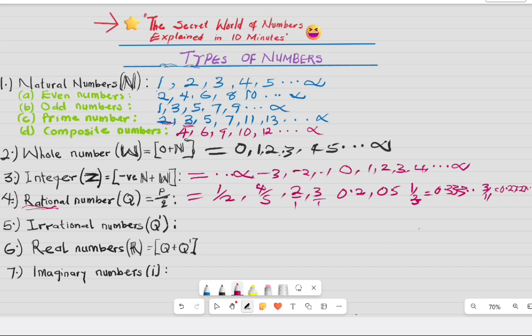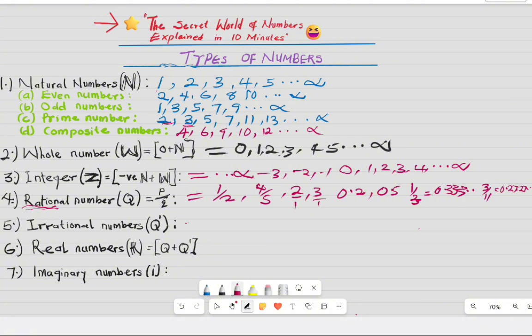Then we move to the next one, which is irrational numbers. Irrational numbers are denoted by Q prime. Q prime means that whatever is not a rational number is included in irrational numbers. So they are just opposite. So how do we differentiate rational numbers from irrational numbers? These are numbers that cannot be terminating or recurring.